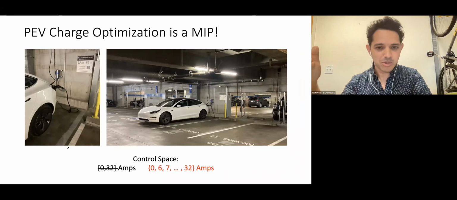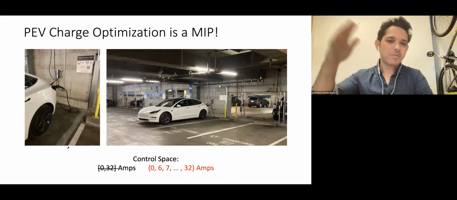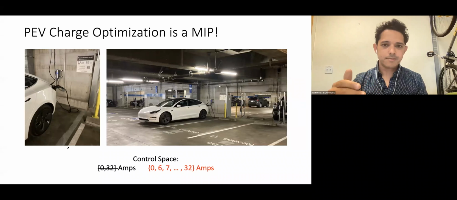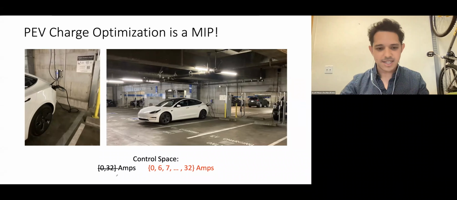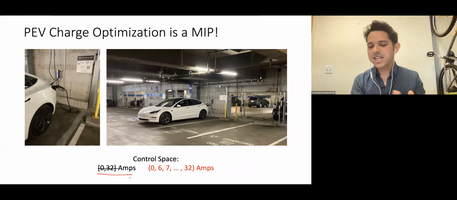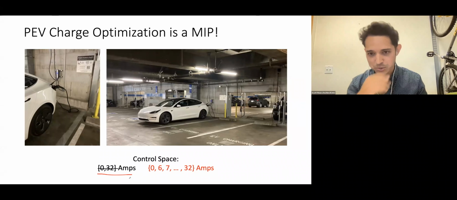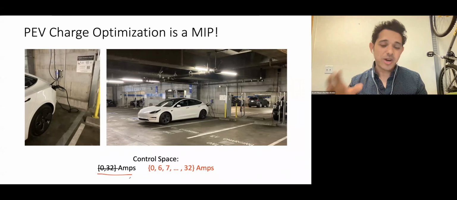I probably get a review request every single day that optimizes aggregations of EV charging, and they treat it as this continuous optimization. Like you can control the rate at which an EV charges amongst a continuous set. And that's what I'm trying to illustrate here at the bottom. Continuous from 0 to 32 amps, for example. Actually, the reality is not like this.